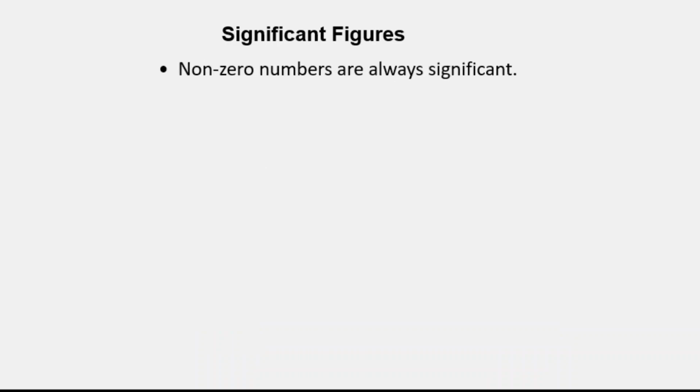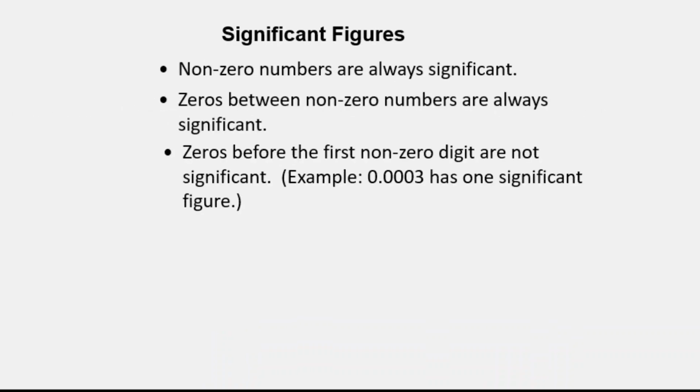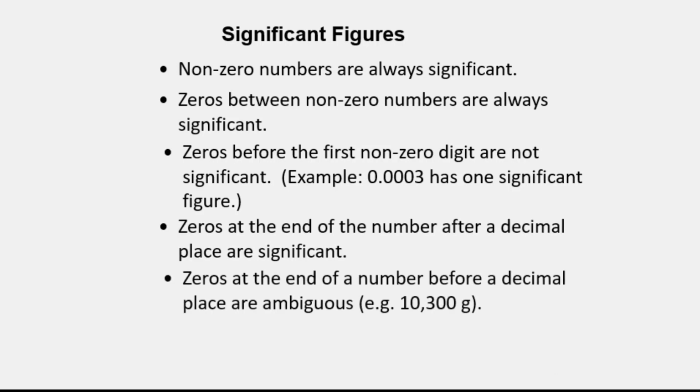Significant figures, everybody's favorite. Just as a reminder, these are rules that you need to be familiar with going into the AP exam. Remember, all non-zero numbers are significant. Zeros between non-zero numbers are always significant. So like the number 1005, 1 and 5 would be significant digits, so the zeros in between are also significant.